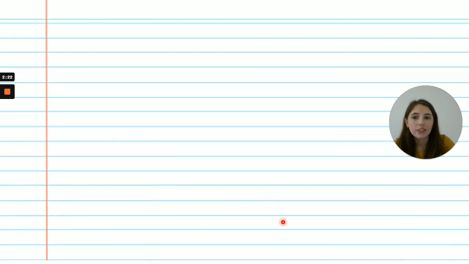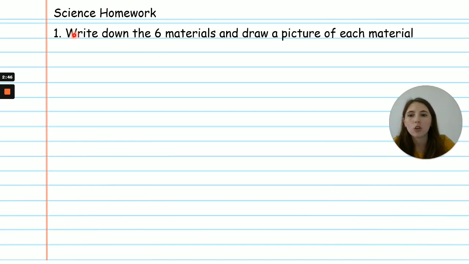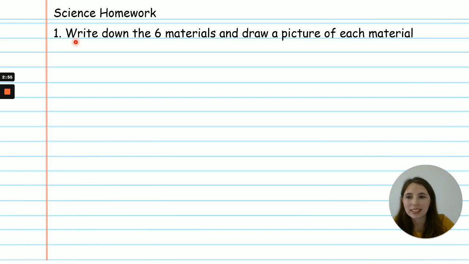Very good. Now, let's write down our science homework. So write down science homework. For your homework, you have 3 questions, okay? So quickly write down question number 1. We say, write down the 6 materials and draw a picture of each material. So write this down.